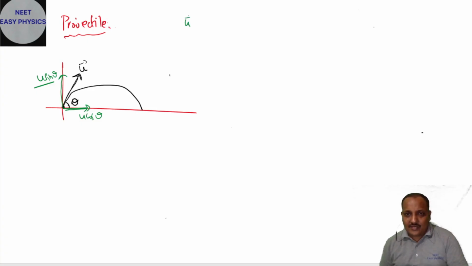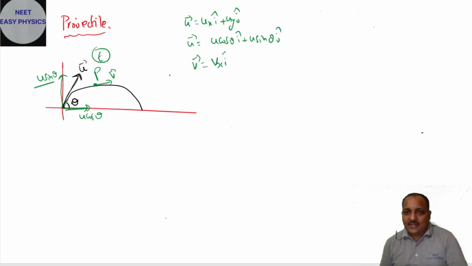Now u bar can be written as ux i cap plus uy j cap in two dimensions. That is u cos theta i cap plus u sin theta j cap. After some amount of time, it is at point P. Now what is the velocity at this point P? The velocity after t time. So what is the velocity after t time formula? Now v bar we will write as vx i cap plus vy j cap.